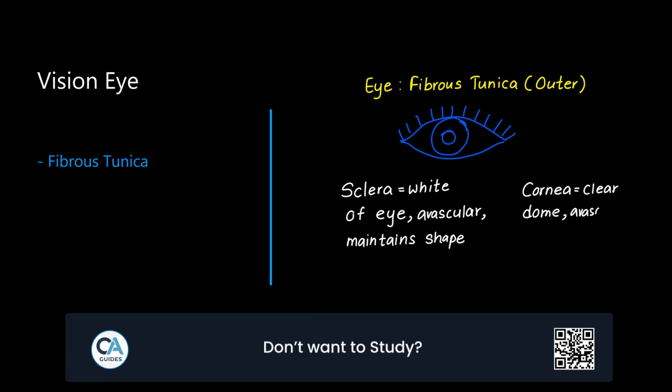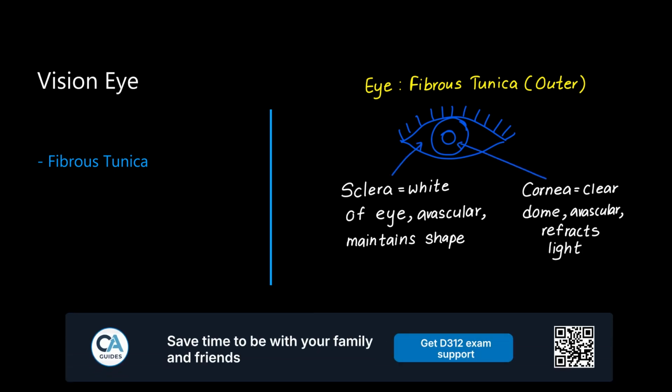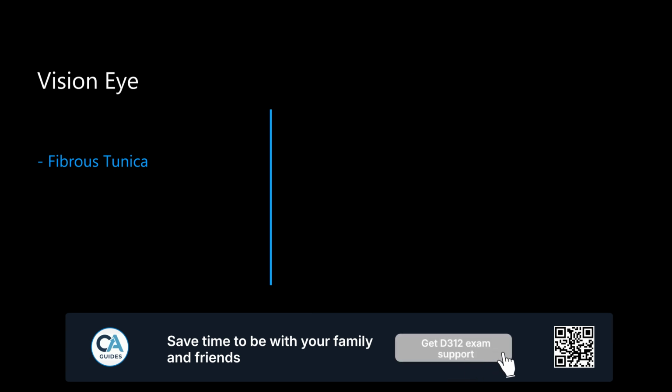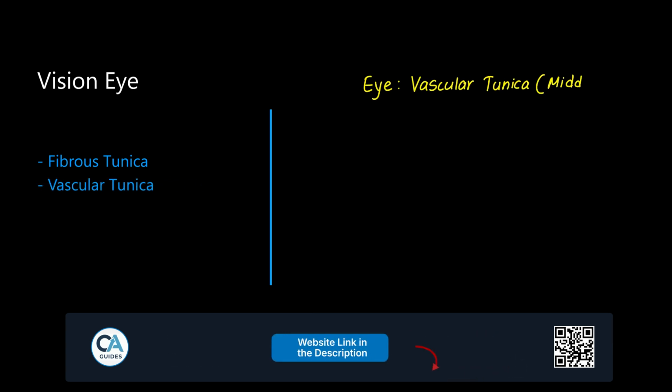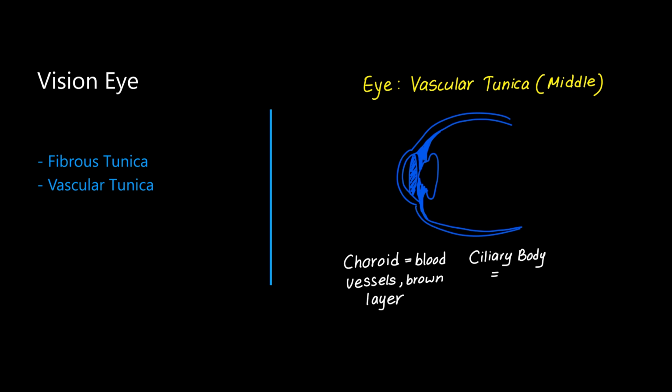The sclera is avascular and maintains the eye shape. The cornea is also avascular and is where light first bends. The middle vascular tunica has 3 parts. The choroid is a brown layer packed with blood and lymphatic vessels. The ciliary body sits behind the iris, secretes aqueous humor, and adjusts lens shape.